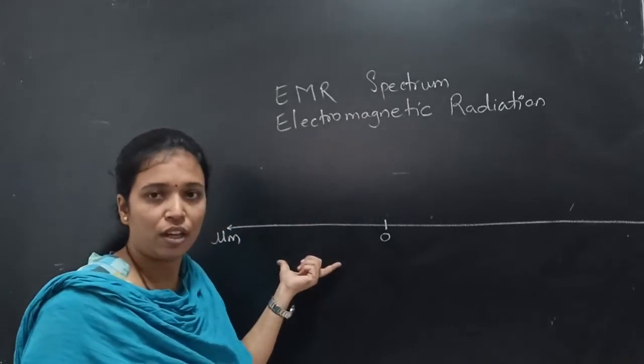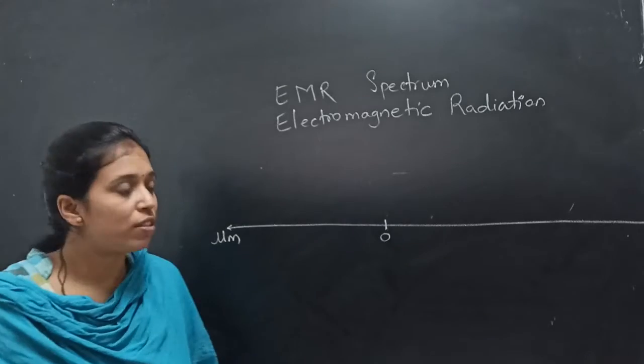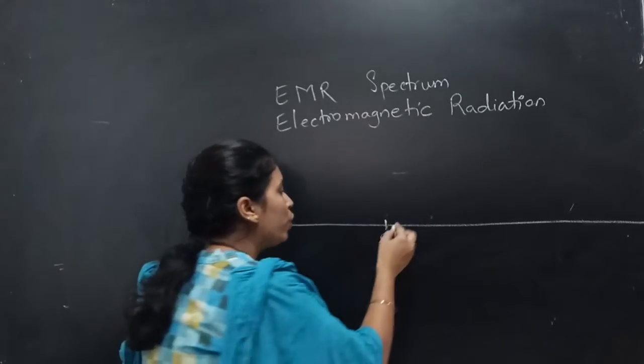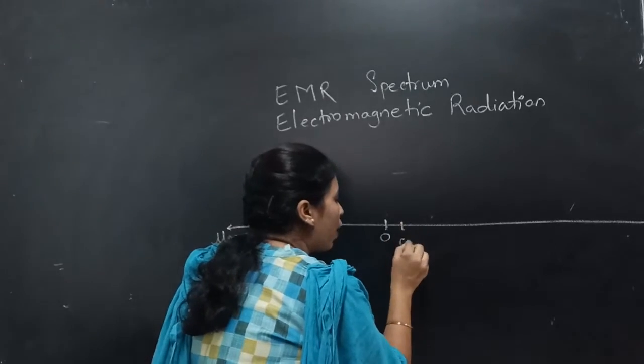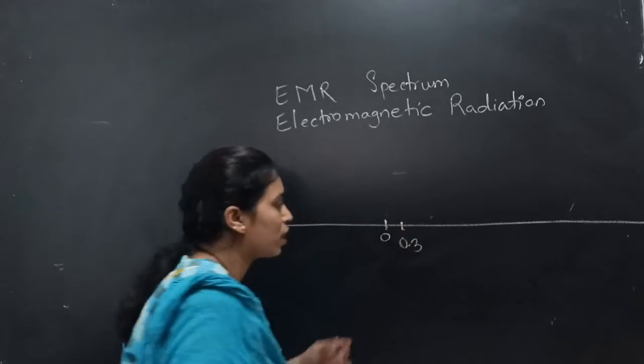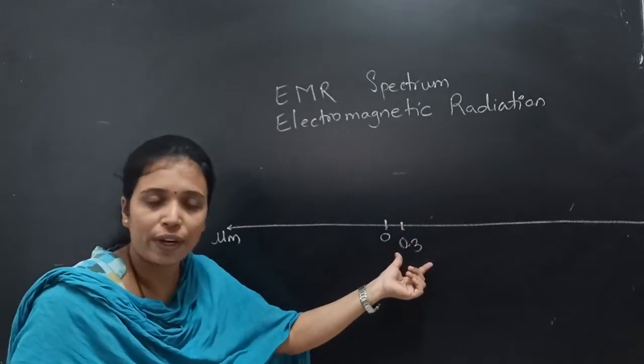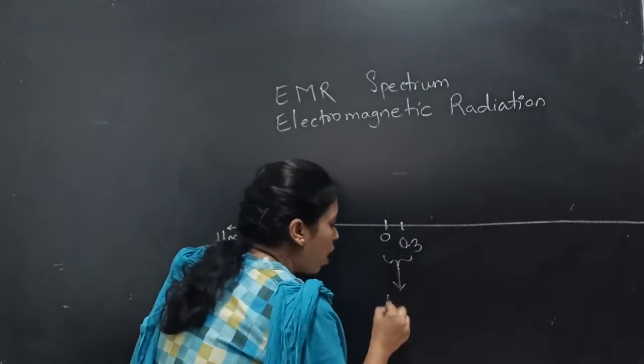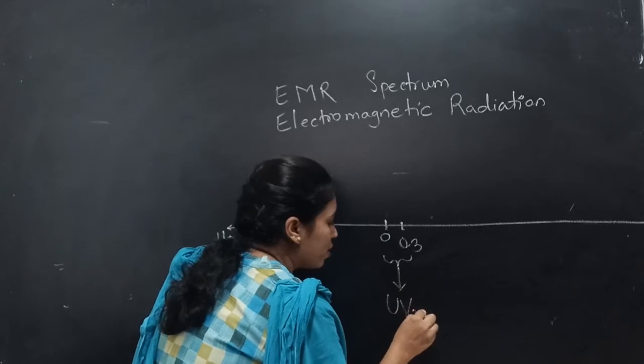Okay, so now first we will see that from 0 to 0.3. 0 to 0.3 are your ultraviolet rays.